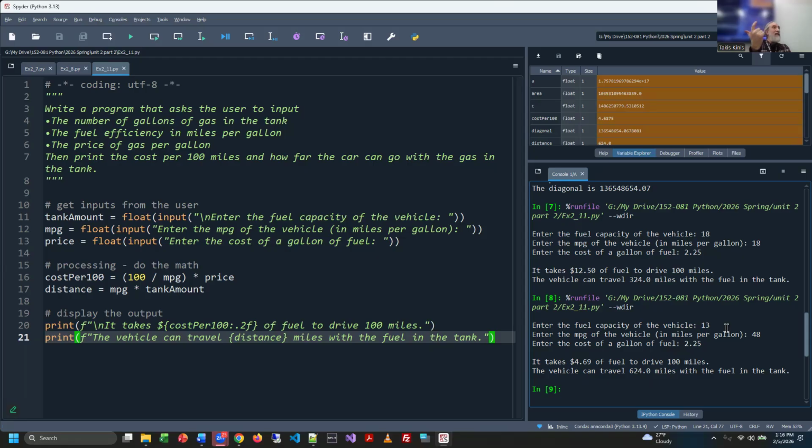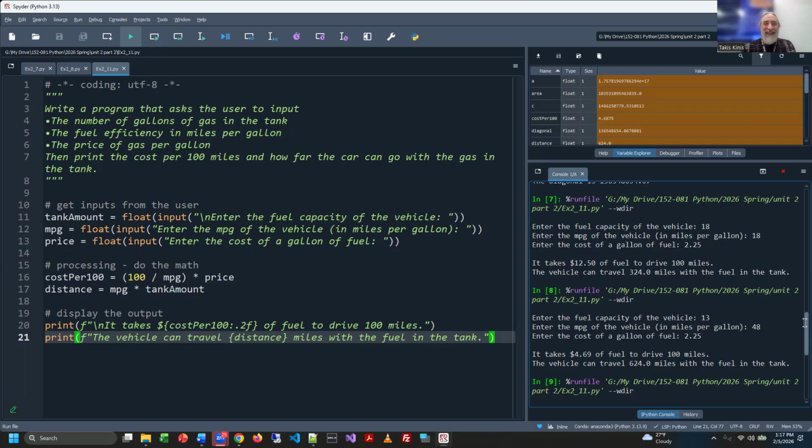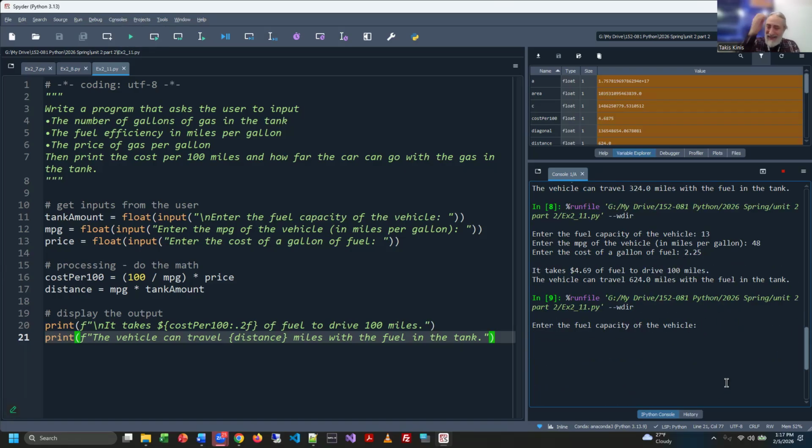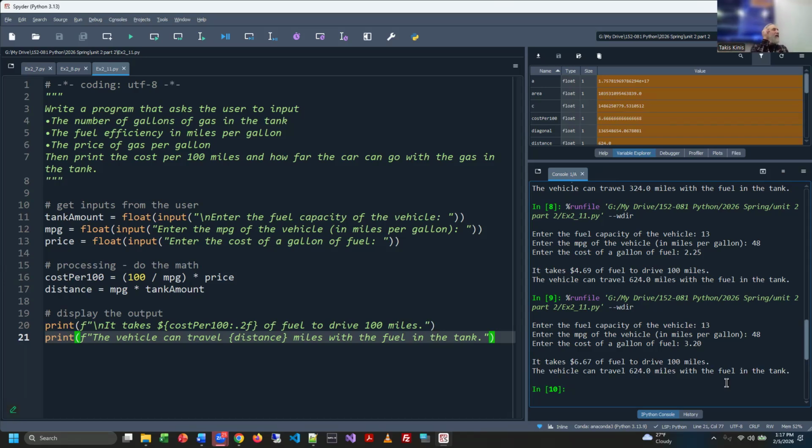So think about it like this. If I live in Milwaukee and drove to Chicago, I could drive back and forth to Chicago with 10 bucks of gas. Okay, and that's not really fair because diesel costs more. So I should run the program. What's a fair price for diesel these days? So that's not a fair comparison. Let's do that. 13, 48, and I think diesel's like 3.20 a gallon. All right, 6.67. So 13 bucks, 14 bucks.